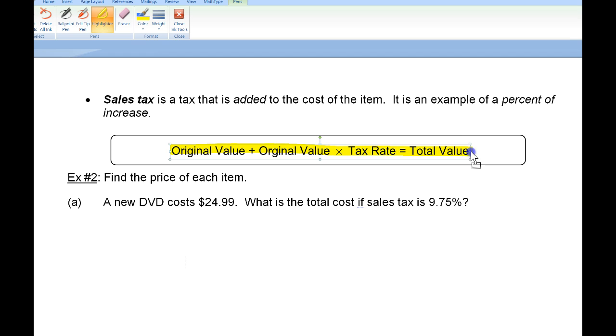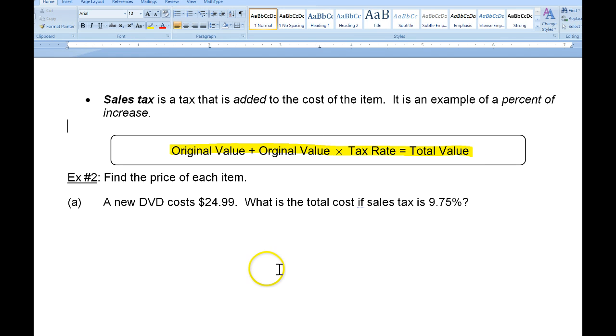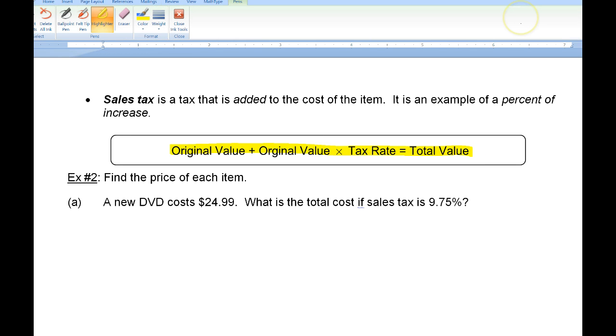Why is there 2 original values? Because you have to take the original value plus the tax that you would pay. So it's the original plus the tax that you're paying, which will give you the total value. Okay, let's look at the next one. A new DVD costs $24.99. What is the total cost if the sales tax is 9.75%?